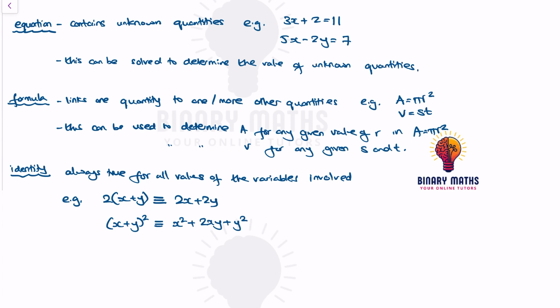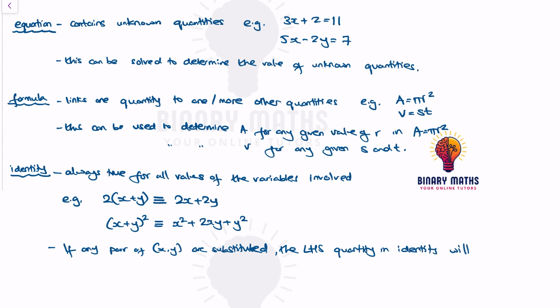Okay, so if any pair of x, y are substituted, the left-hand side quantity in an identity will generate the same value as the right-hand side in an identity. So these are the definitions that you need to know. So equation, formula, identity.